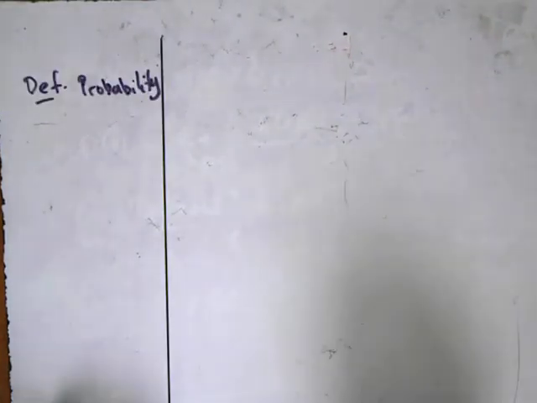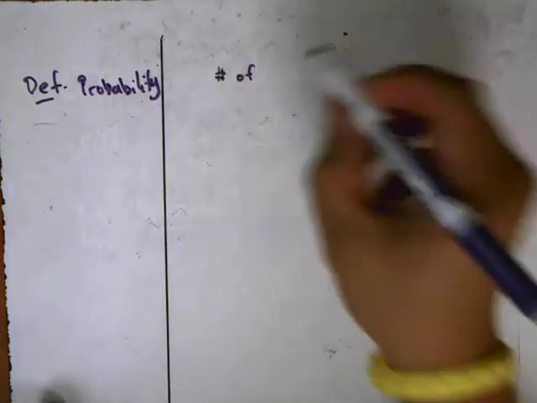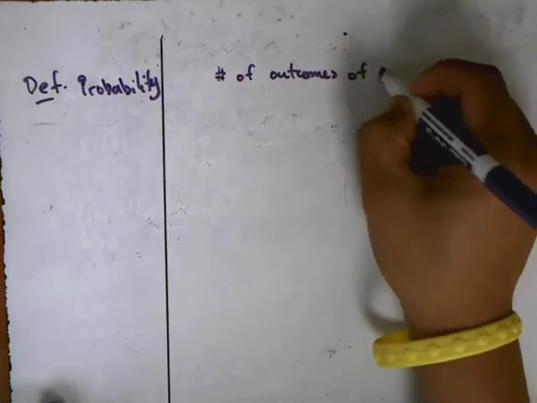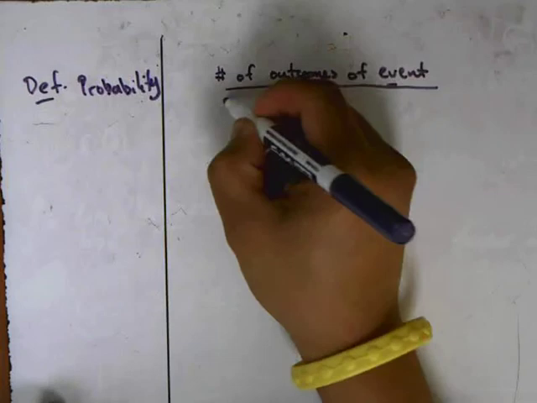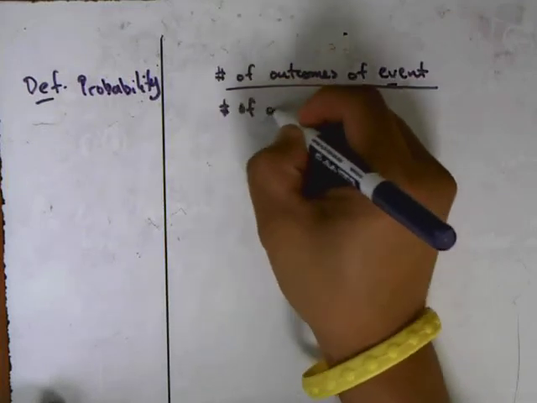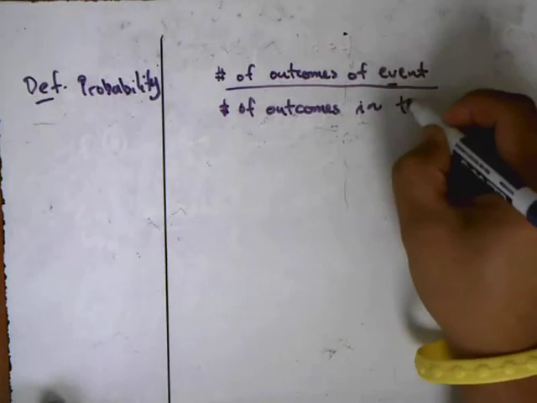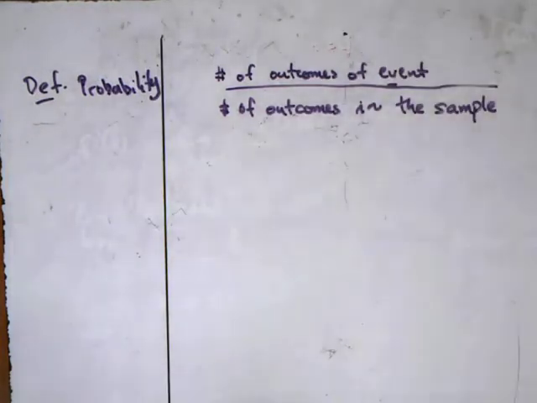So let's look at our next definition, probability. Probability is the number of outcomes of an event, of some event, divided by the number of outcomes in the sample space. And one thing to note here is that probability is always a fraction. It can be written as a fraction, at least in the world of discrete math.